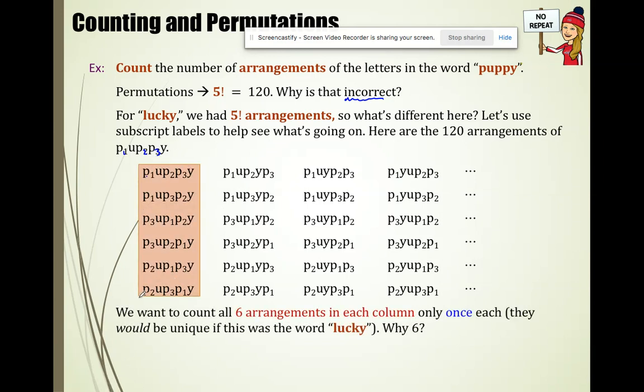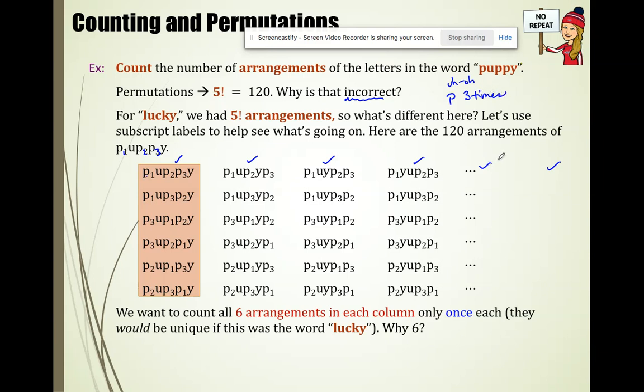So this whole column is all my PUPPY column. That's the first column. The second column is all my PUPYP column. How many columns do you think I have? Yeah, 6. Now think about this. How many repeated letters did I have? I see a P 3 times.